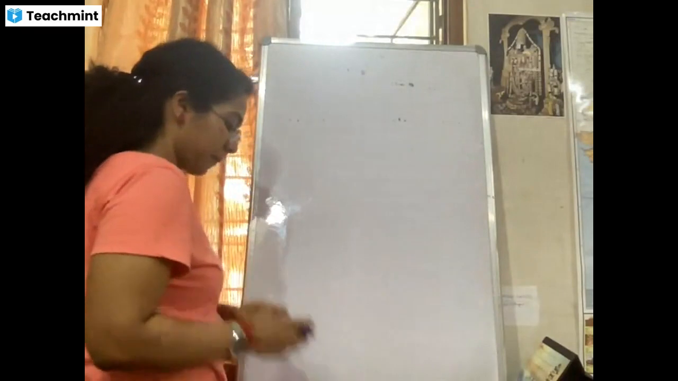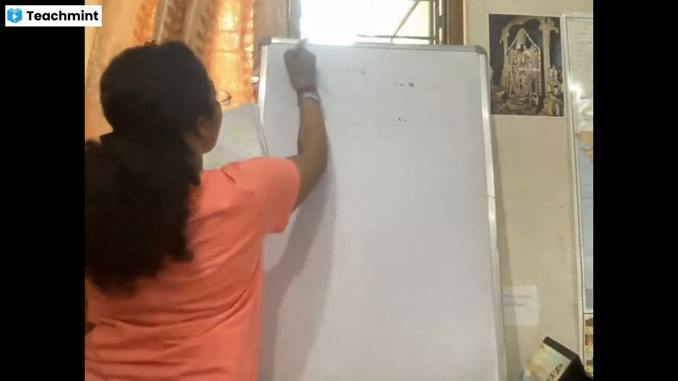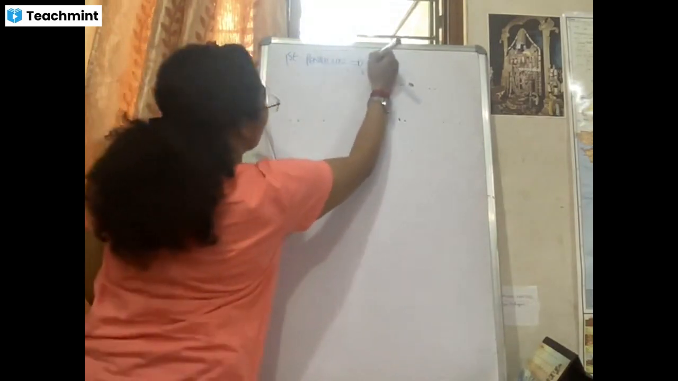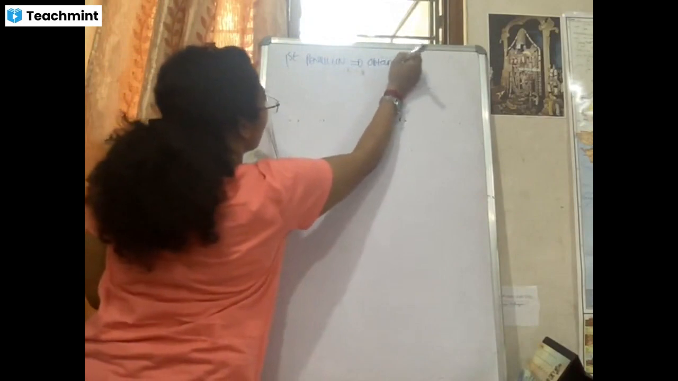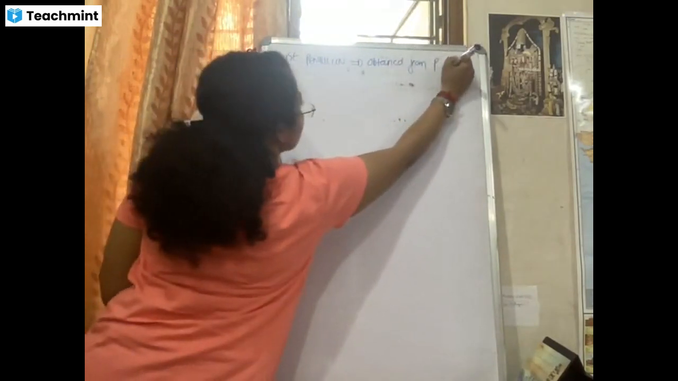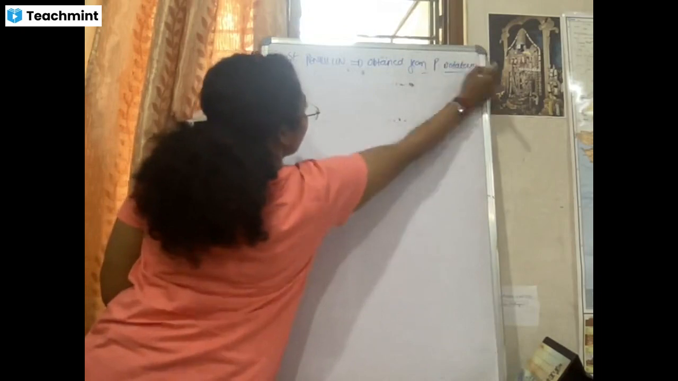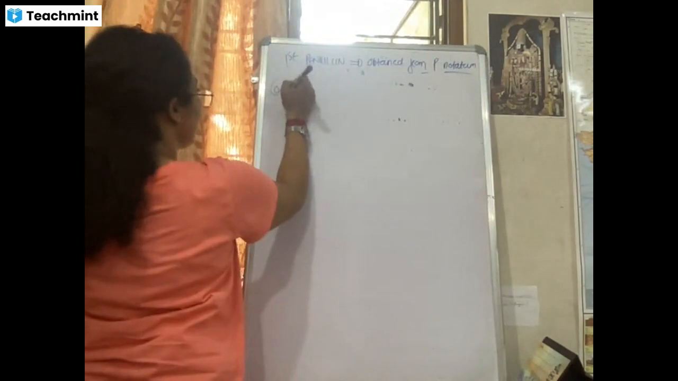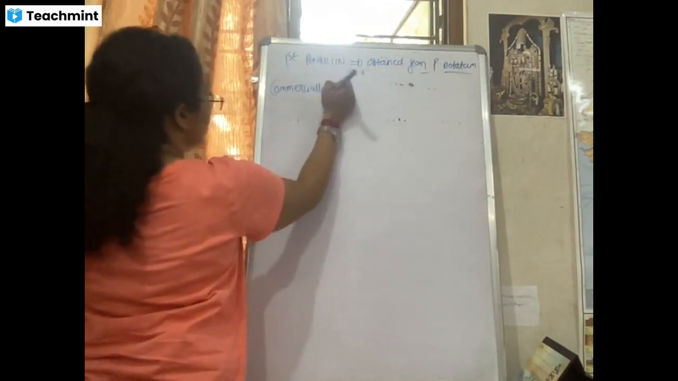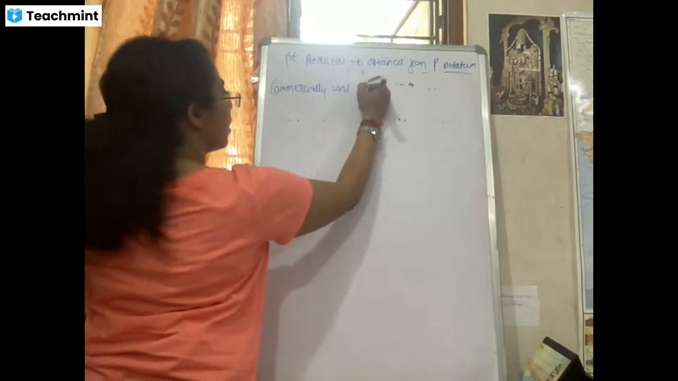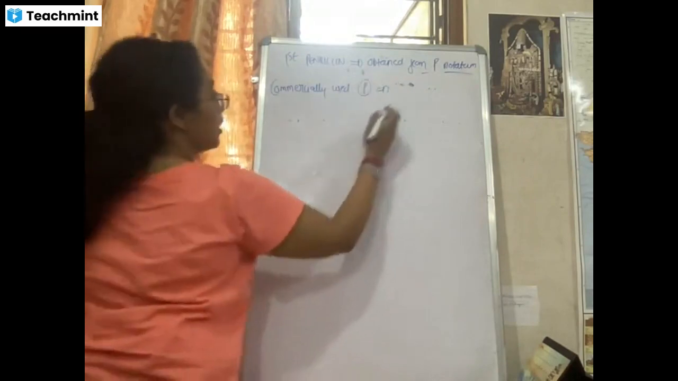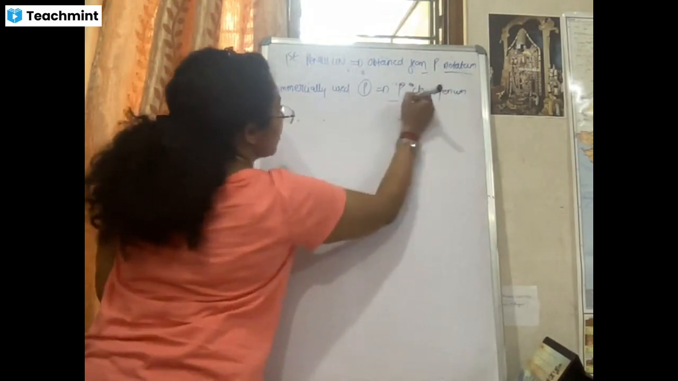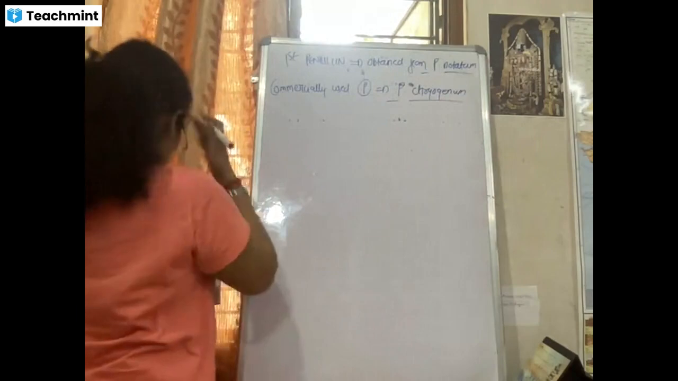Now, the first penicillin was obtained from Penicillium notatum. Then the commercially used penicillin is from Penicillium chrysogenum.